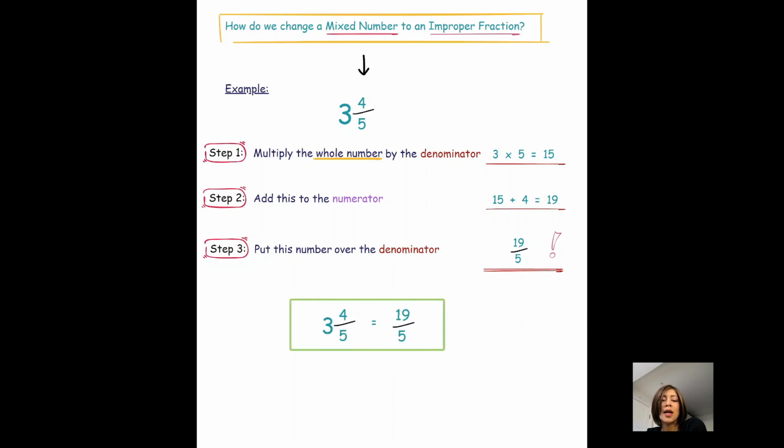So 3 and 4/5 is the same as, or equivalent to, 19/5. 19/5 is the improper fraction, remember, because it's top heavy, and 3 and 4/5 is the mixed number because it's a mixture of a whole and a fraction.